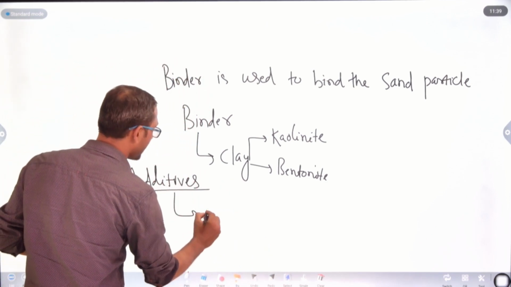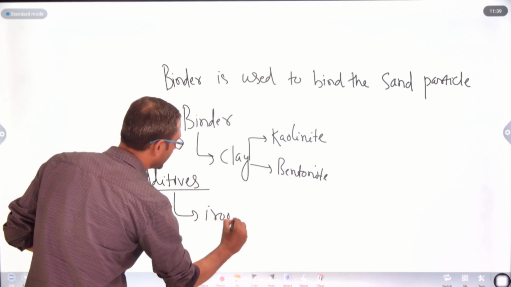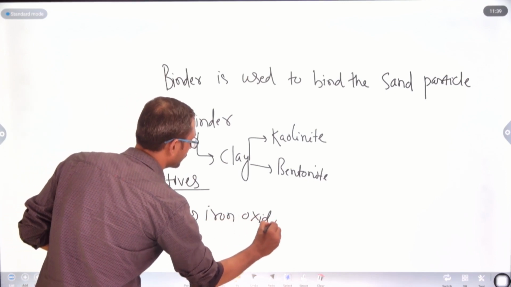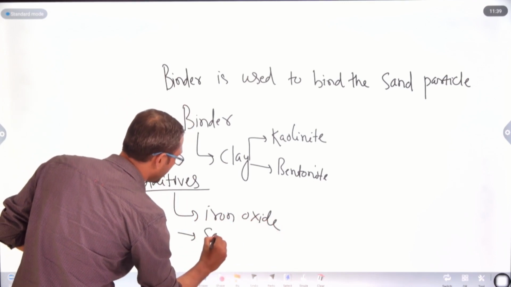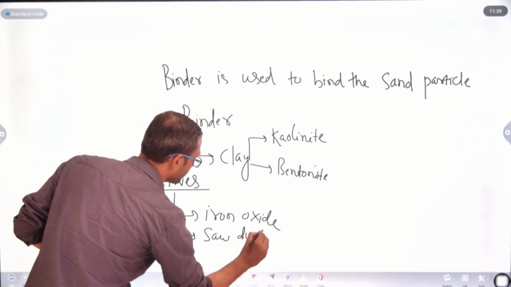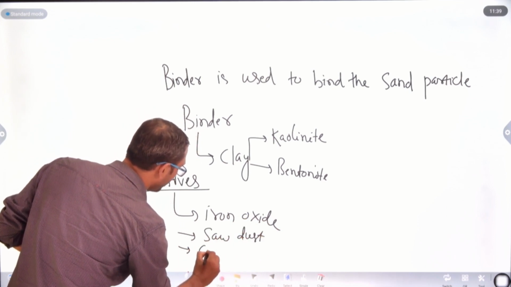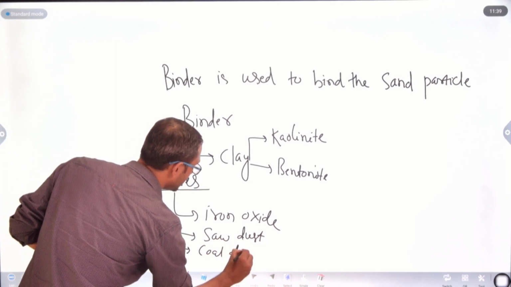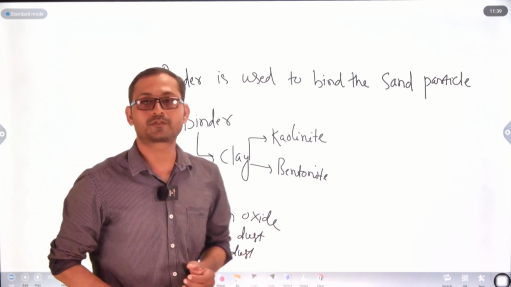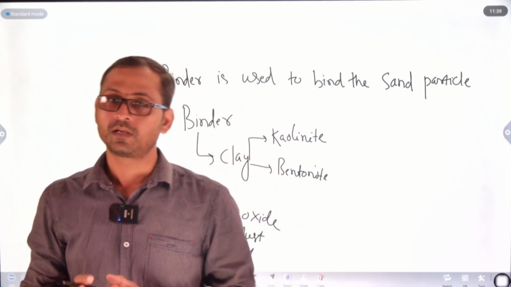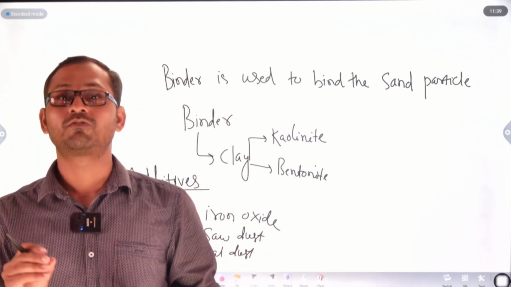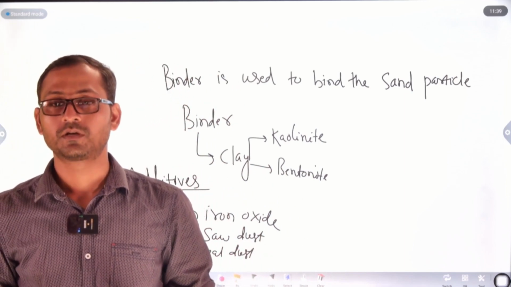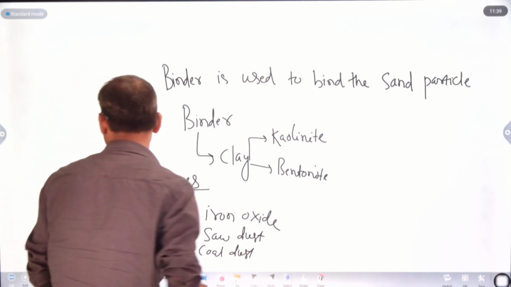We can use additives like iron oxide, your sawdust, your coal dust. These are some of the additives, and we'll discuss each of them separately, and what the utility of these additives is. Next I'll go to water.